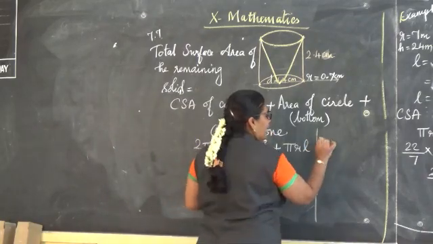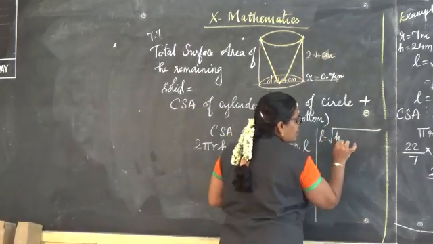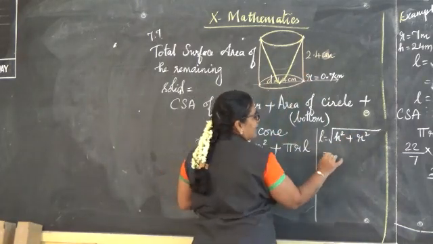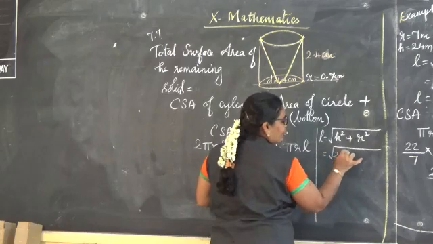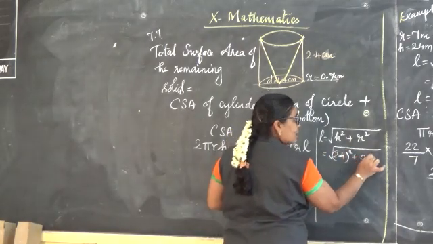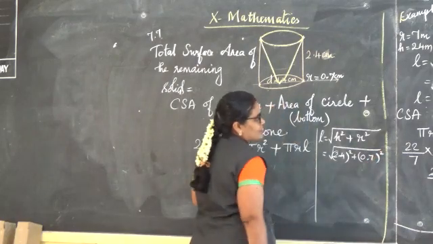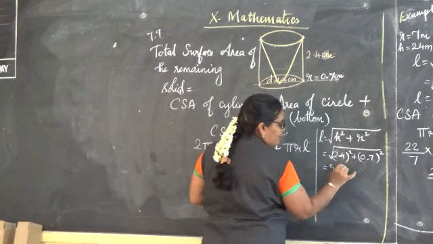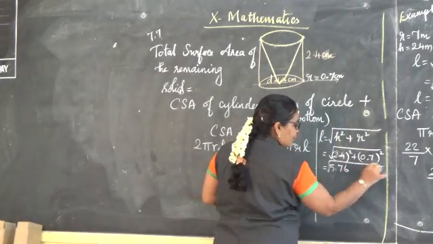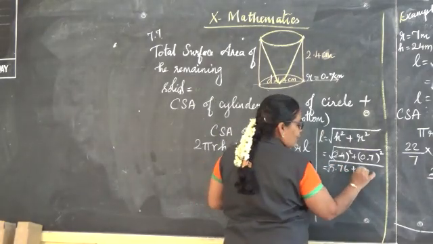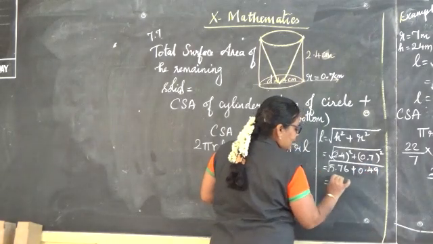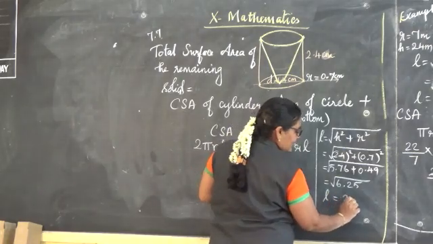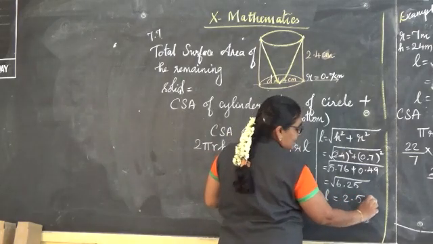Now we know the formula. L is equal to the square root of h square plus r square. Now when you write this, h square, 2.4 the whole square, plus 0.7 the whole square. So your answer, 2.4 squared will become 5.76, plus 0.49, and your answer will be 6.25. So L is equal to 2.5 centimeter.